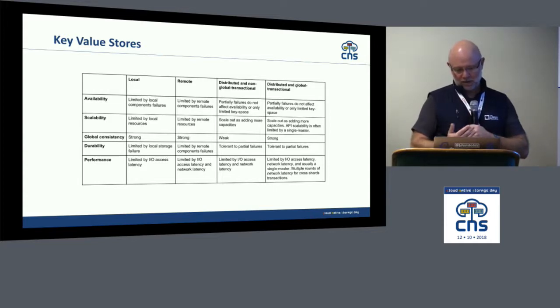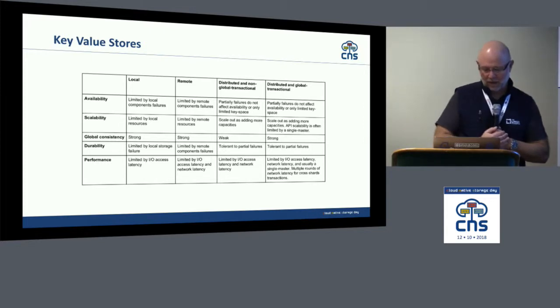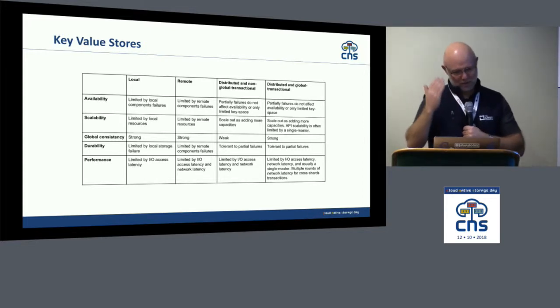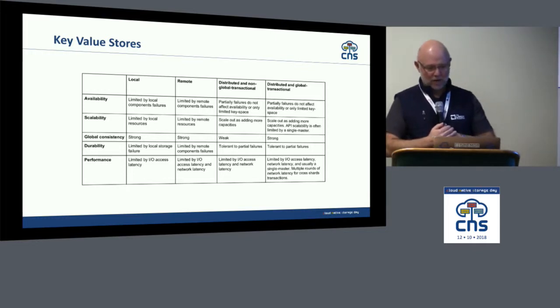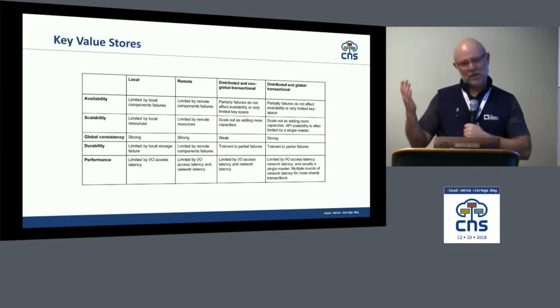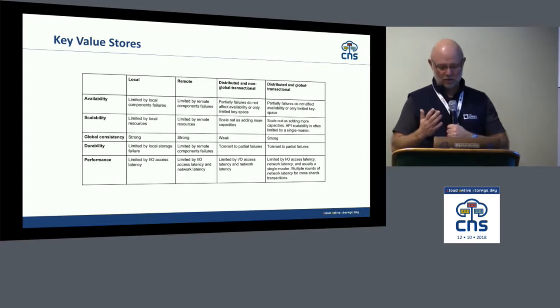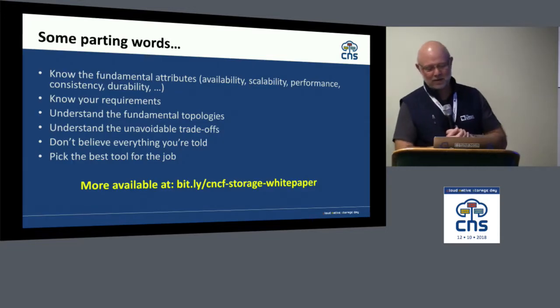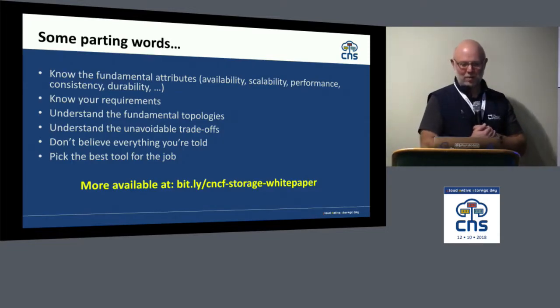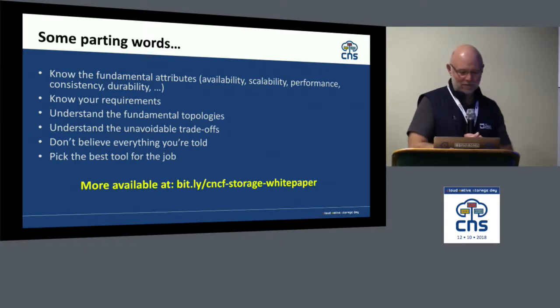Then you get distributed, non-transactional, replicated key value stores, and those have a bunch of availability, scalability, consistency, durability, performance attributes. And then you have distributed global transactional stores, and those have a completely different set of properties. So make sure you know what you're talking about. And finally, I get to the end. People are looking very bored. I think I've spoken for too long here.